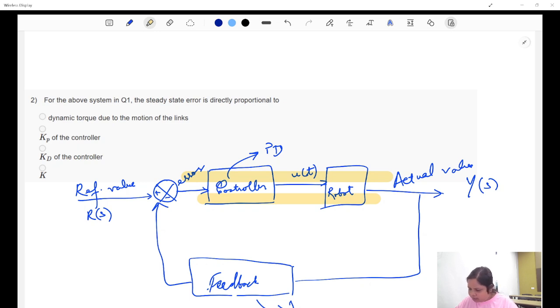In our question we have directly proportional, right? Just a second. Just wait for a moment.